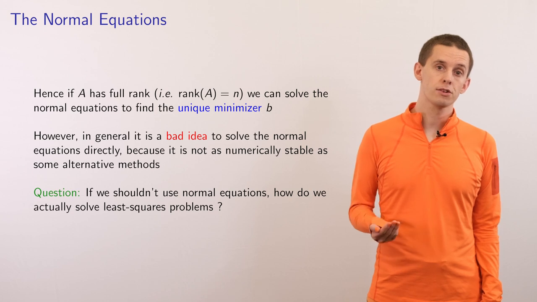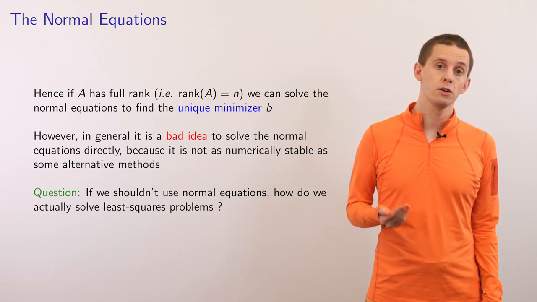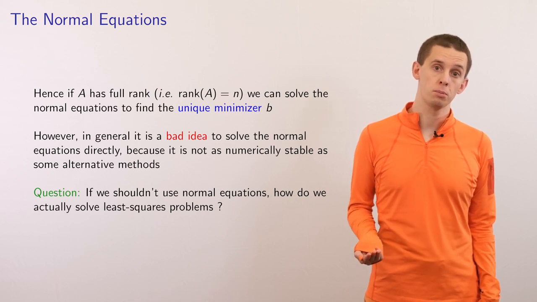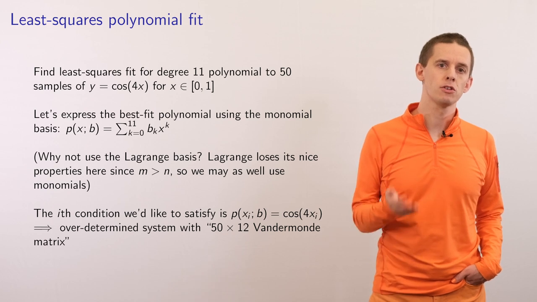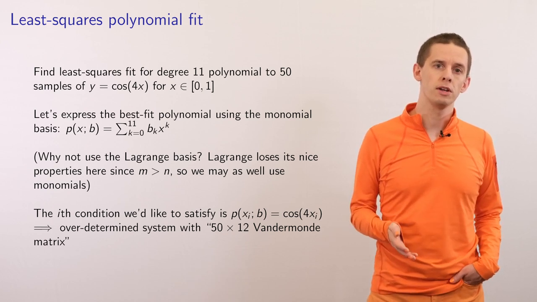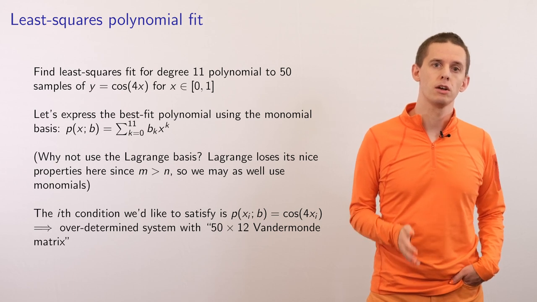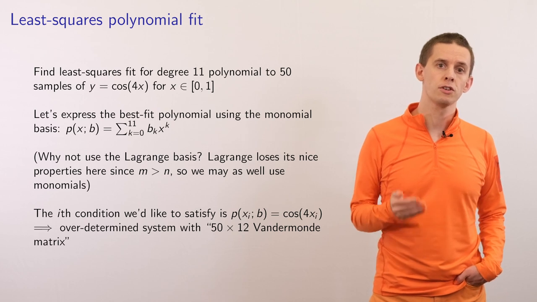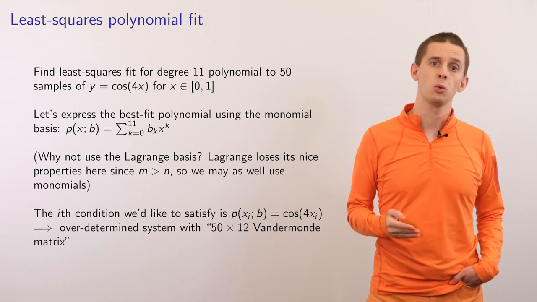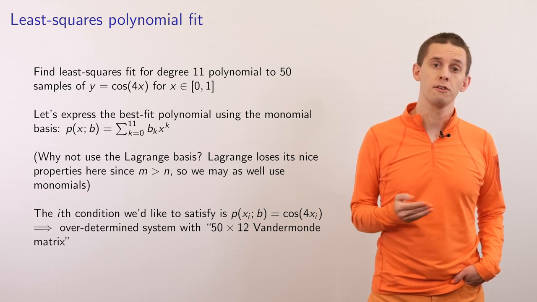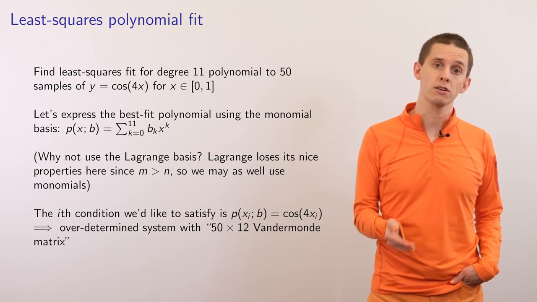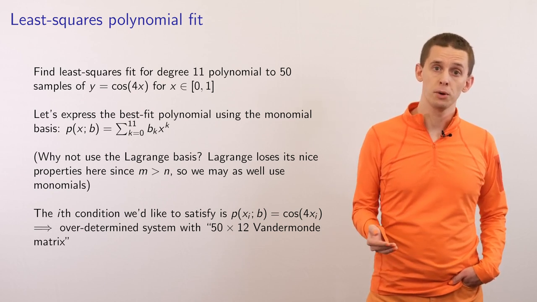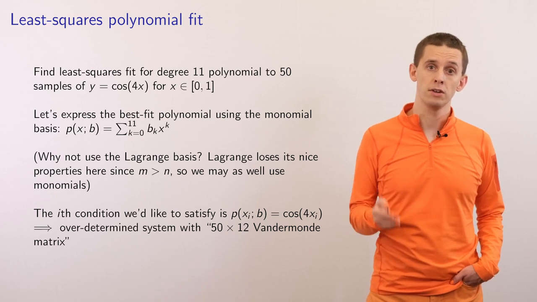We can now ask ourselves a question. If we can't solve the normal equations directly, then how can we actually solve least squares problems in practice? It turns out that we can solve linear least squares problems while avoiding the poor conditioning issues associated with solving the normal equations directly. To demonstrate this, we're going to consider a specific example, the function y equals cosine 4x. We'll take 50 samples of this function at equally spaced points xi over the range from 0 to 1, and we're going to try to fit a polynomial of degree 11 to these data points.